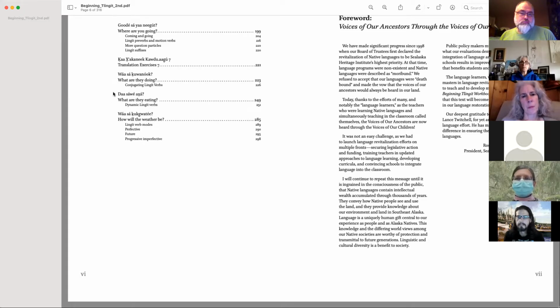And then what are we eating? Starting to change the verbs a little bit, see what happens when we start moving them around. And then the last chapter is, how is the weather gonna be? The other thing that this workbook will introduce is there'll be some things to translate at the end of each chapter. You'll have 10 things that will go from Tlingit to English, and then 10 things that will go from English to Tlingit, fill in the blanks type of thing. So we'll look at them, and we'll see how we do.